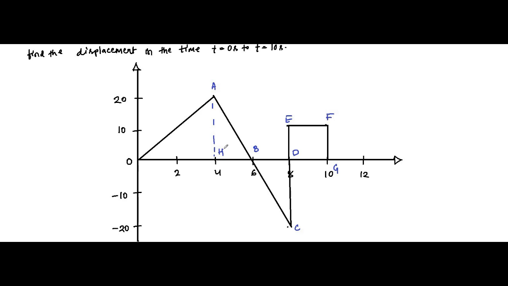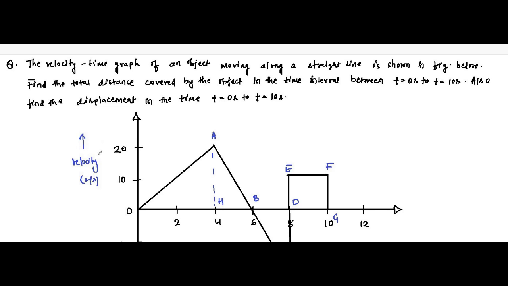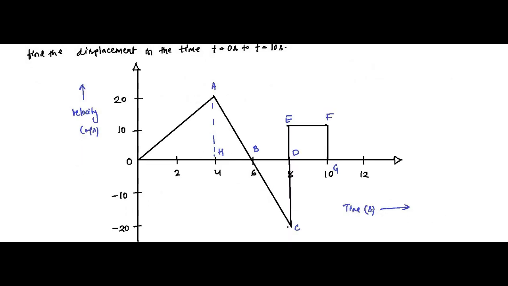Okay. So we know that from the velocity time graph, where we have velocity on the y-axis and time on the x-axis, time in seconds, velocity in meters per second, the area under the velocity time graph gives us the distance or displacement. The same thing in straight line motion.